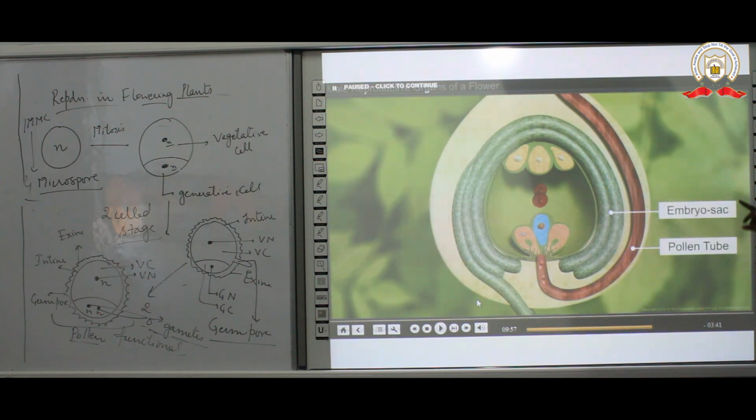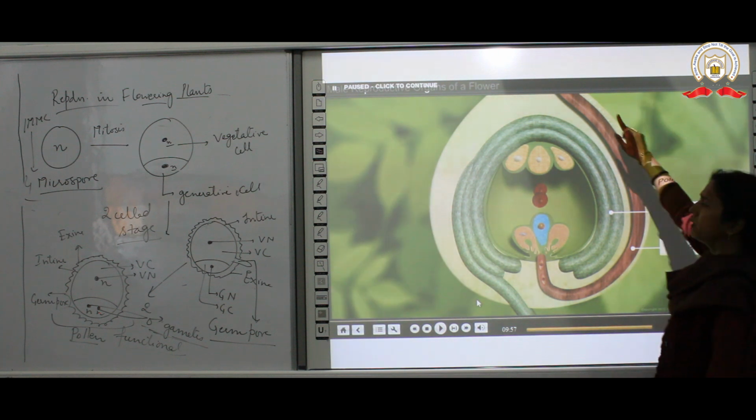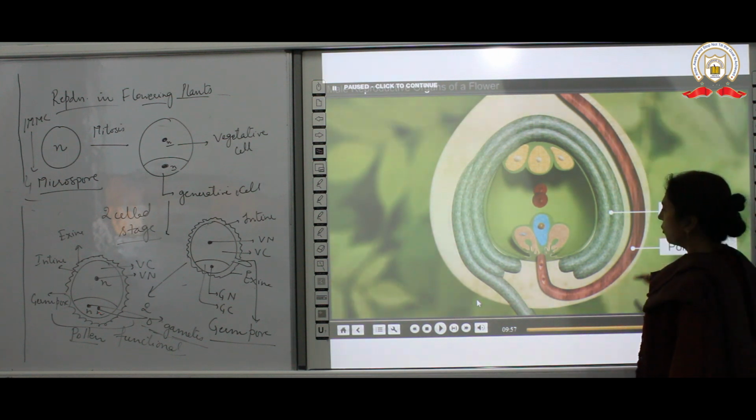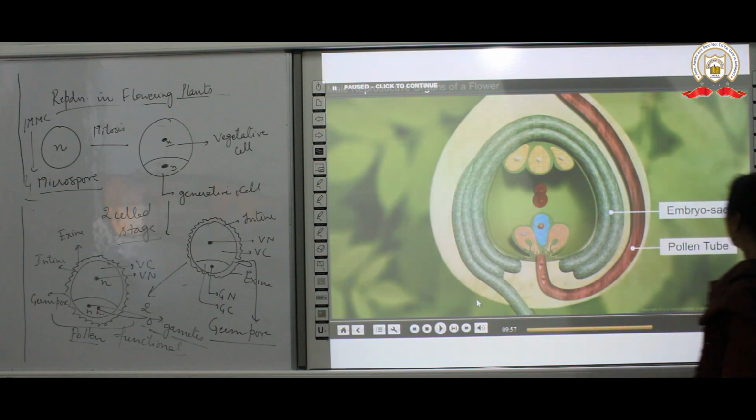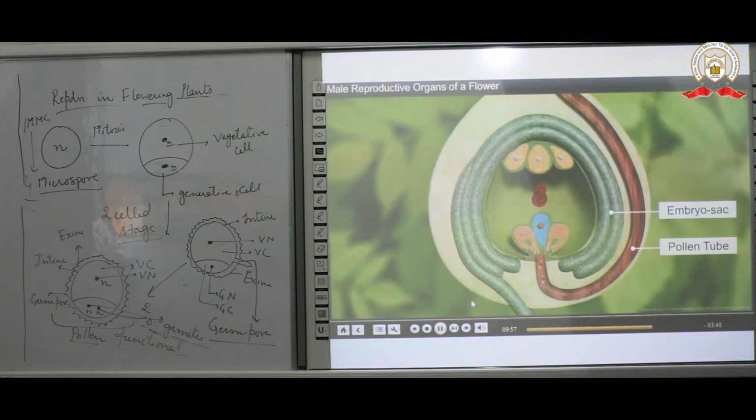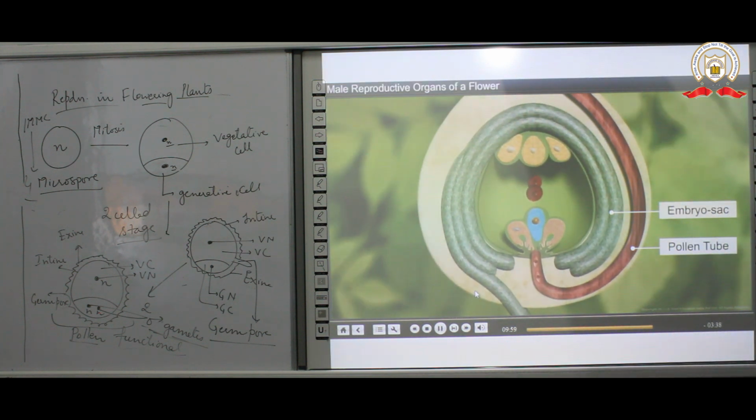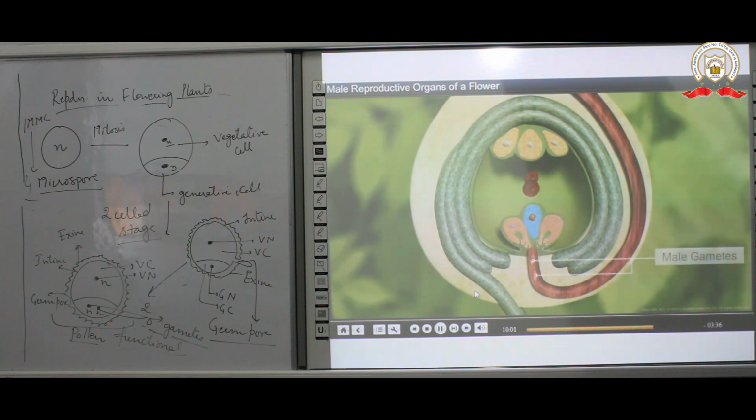The vegetative cell initially gives rise to the pollen tube, and then the male gametes follow, and they reach the embryo sac where the process of fertilization takes place. This ability of the pollen grain to deliver the male gametes to the embryo sac is called pollen viability. All pollens are not viable, all pollens cannot fertilize. So, if the pollen is capable of fertilizing, it is called pollen viability.